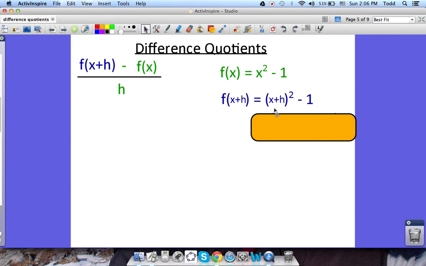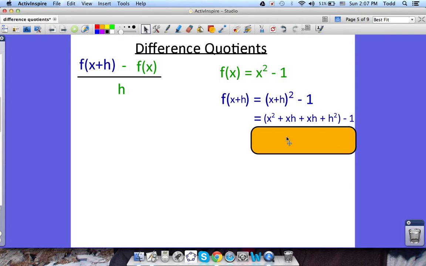Look over here, let's just take this f of x plus h, and let's see what happens. Okay, we expand this binomial, so it's x plus h times x plus h, and we end up with x squared plus xh plus xh plus h squared. So it's like using FOIL. Okay, you can pause the video right now and make sure you're okay with that part. And then don't forget the minus 1 is still there, the minus 1.